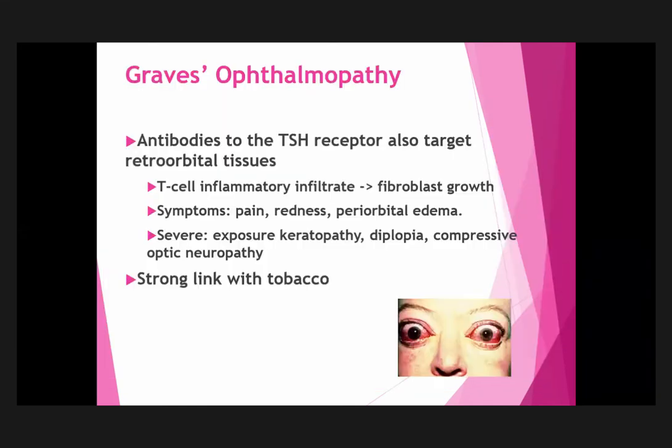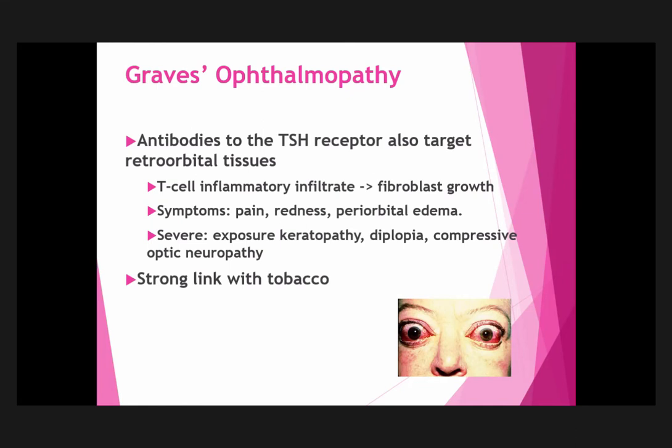What is Graves' ophthalmopathy? As I said, 20 to 25% of patients may have these eye changes because it was shown that in the tissues which surround the eyes there are also TSH receptors. And you may see autoimmune inflammation of the retroocular tissues and tissues which surround the eye. So you see here T-cell inflammation.